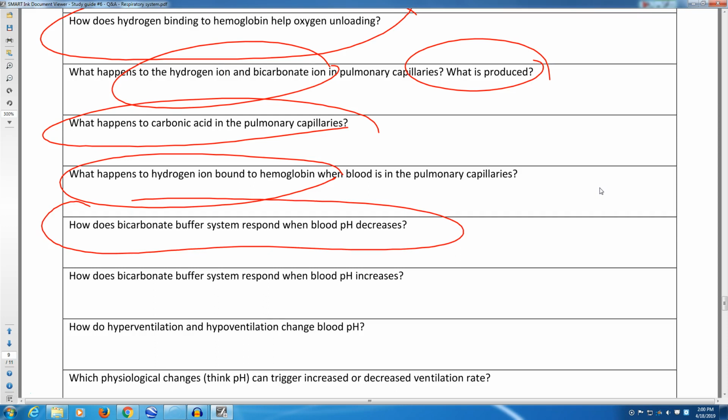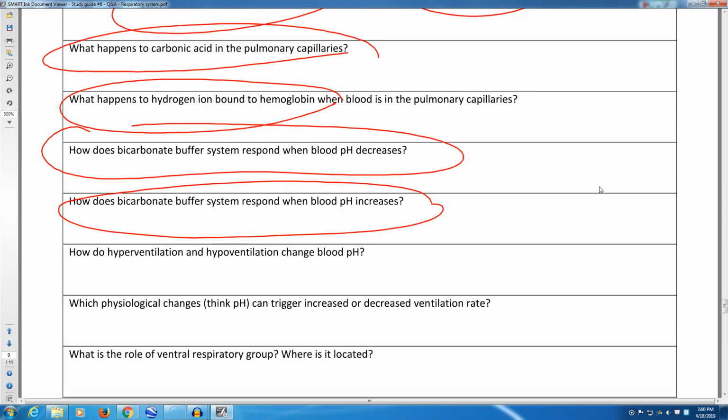How does the bicarbonate buffer system respond when blood pH decreases? Decrease means more acidic or less acidic? More acidic, meaning more hydrogen ions. These extra hydrogen ions will bind to bicarbonate. Now, if blood pH increases, meaning not enough hydrogen ions, carbonic acid will dissociate. Hyperventilation, how does it change blood pH?